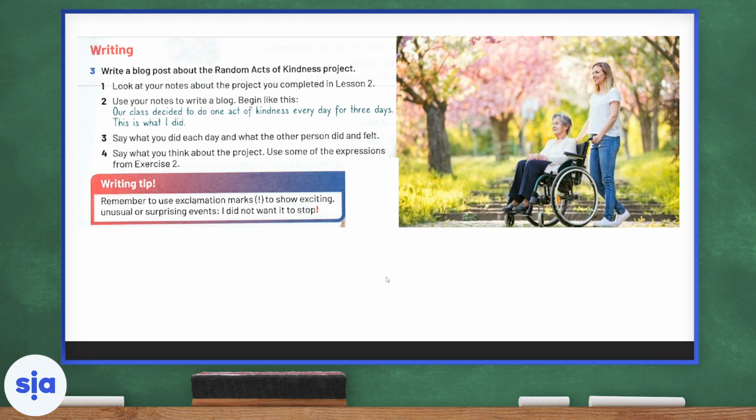Say what you think about the project. Use some of the expressions from exercise 2 that we just discussed to help you. Remember, use exclamation marks to show feelings. They can be strong, positive, or negative feelings. But in this case, we want to express excitement or surprise.